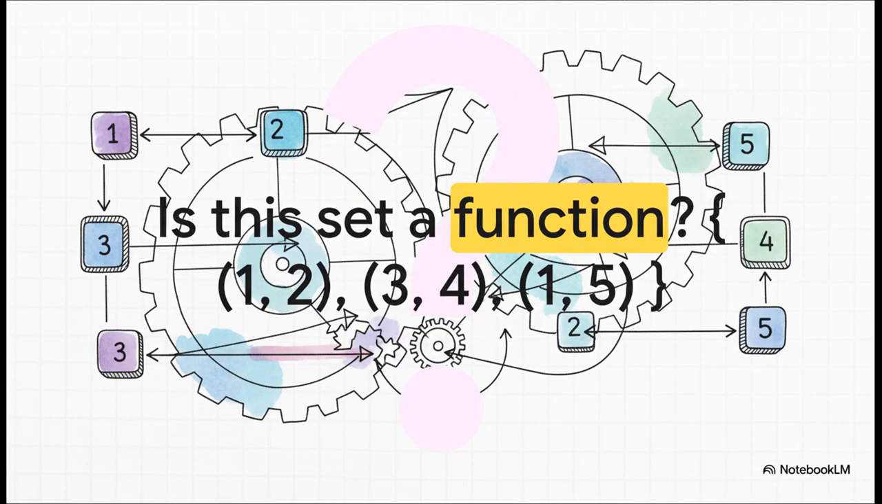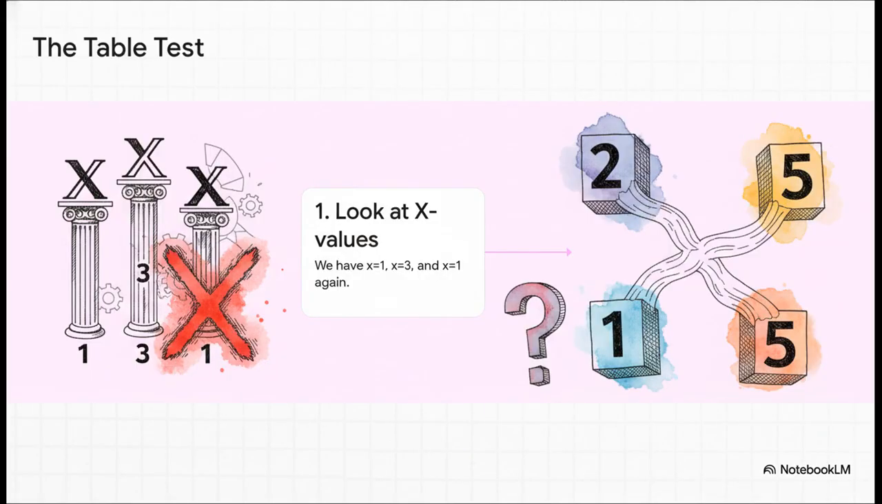Okay, let's ramp up the difficulty a little. What about this set of points? Now remember, in each pair, the first number is your input, the x, and the second number is your output, the y. So, is this a function? All right, let's break it down. First, just scan the x values, the inputs. We have a 1, a 3, and, hold on, we have a 1 again. A repeated input is a huge red flag, so we have to investigate.